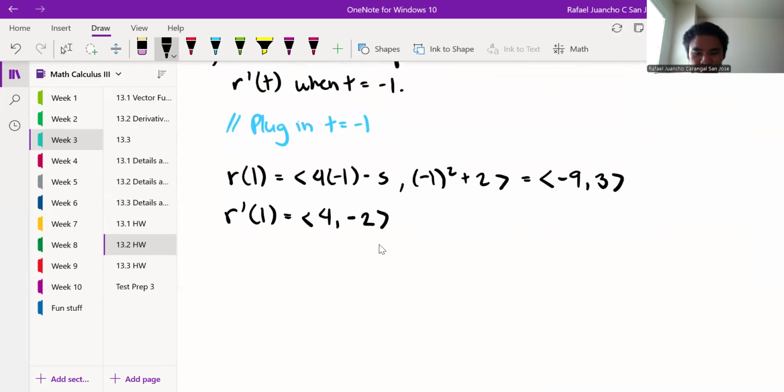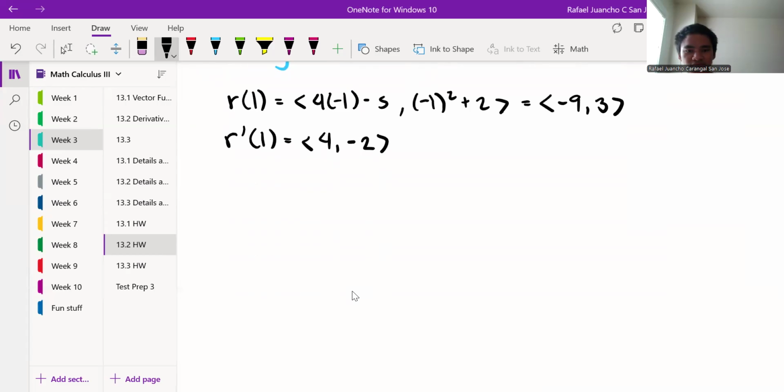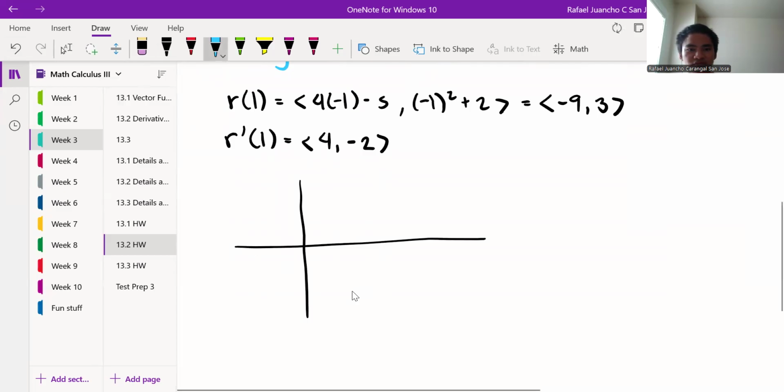So now how do we sketch this? Well, since r of -1 is our position vector, we can say r of -1 starts at the origin. So it starts from the point 0, 0, and it's going to go all the way to -9, 3. Or at least it has that slope, right?